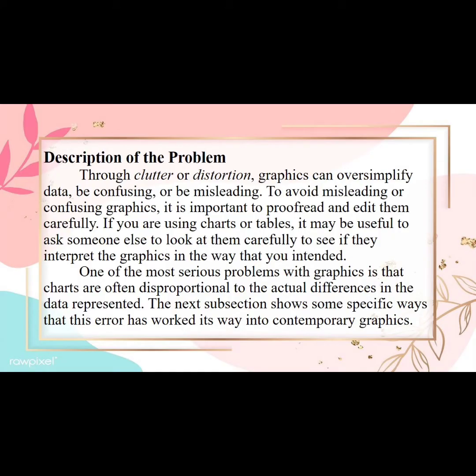So there are some classic types of misleading graphs that include cases like the vertical scale is too big or too small, it doesn't start at 0 or it skips numbers, the graph isn't labeled properly, and the data is left out. Description of the problem. Through clutter or distortion, graphics can oversimplify data, be confusing or be misleading.